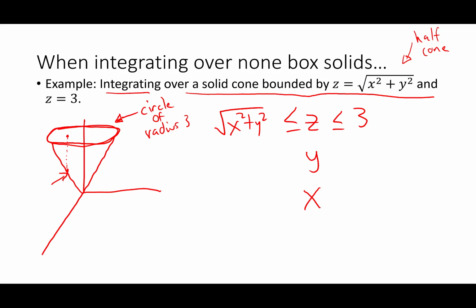Okay, so we have that z is going from the square root of x squared plus y squared to 3. So that's the z direction taken care of. Now, to figure out what happens with x and y, we're actually going to go back to what we would do in double integrals.